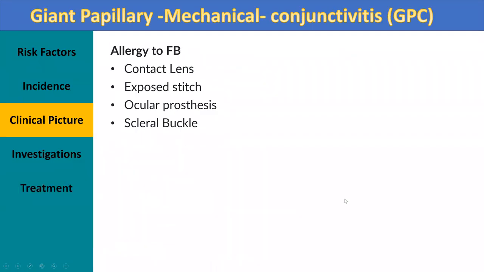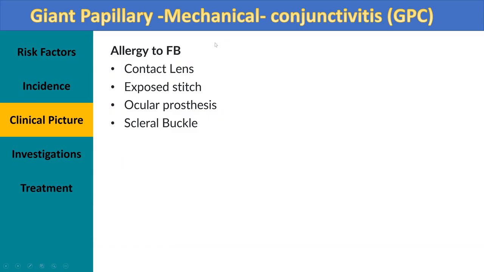Okay, the next disease is giant papillary conjunctivitis, or mechanical conjunctivitis, or GPC. What will be the cause of giant papillary conjunctivitis? As you can see, it's sometimes called mechanical. So it is a response from the conjunctiva due to mechanical irritation. Sometimes a foreign body will cause mechanical irritation to the conjunctiva.